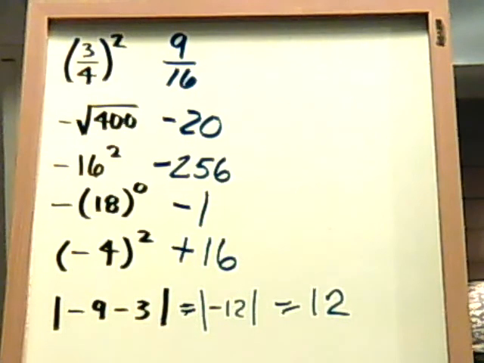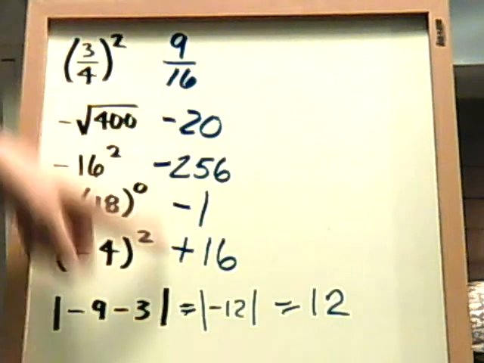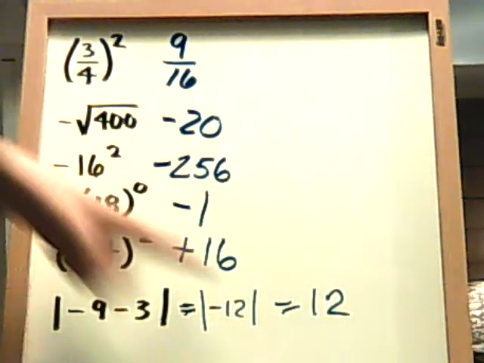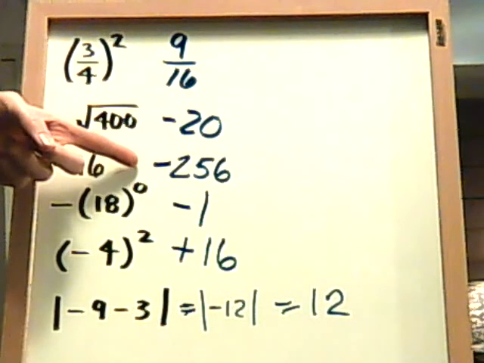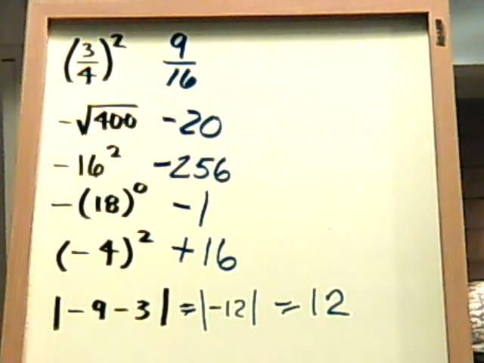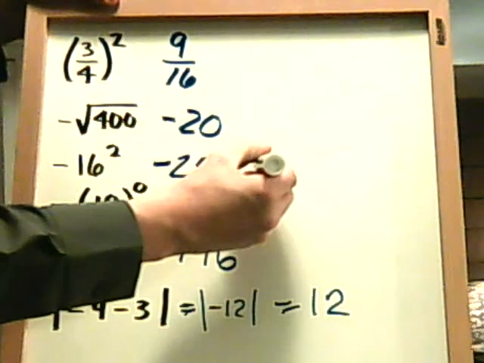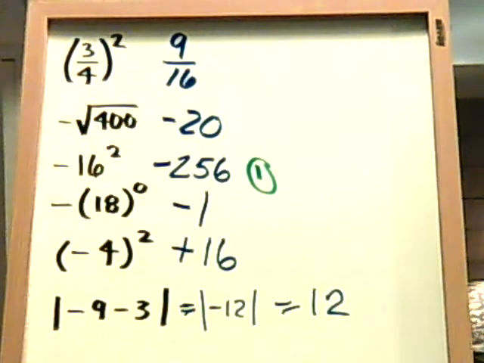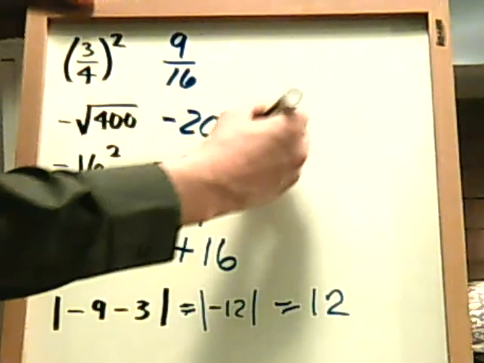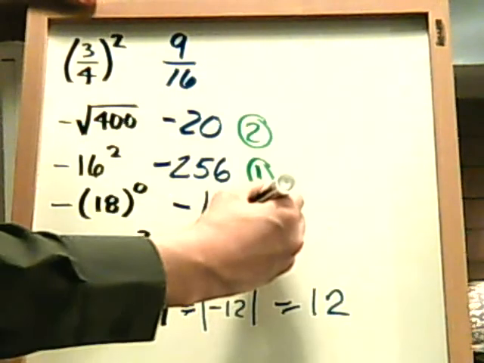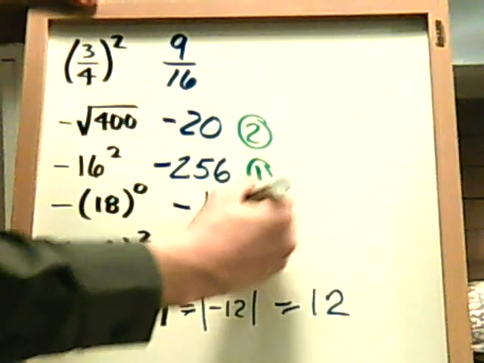Now, the part that I forgot to do on the homework was to order them from least to greatest. Now, of course, you look at them here. So the one that's the least is negative 256 because, of course, that is way, way, way below 0. So that is going to be number 1 right there. We have two other negatives. Negative 20 would be the next one, and negative 1 after that.